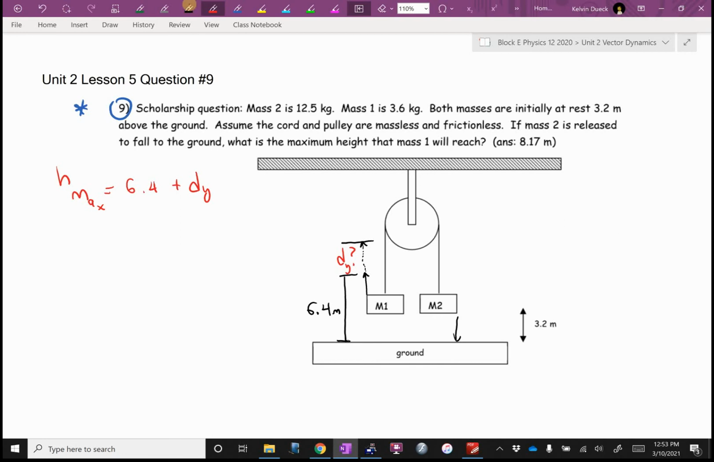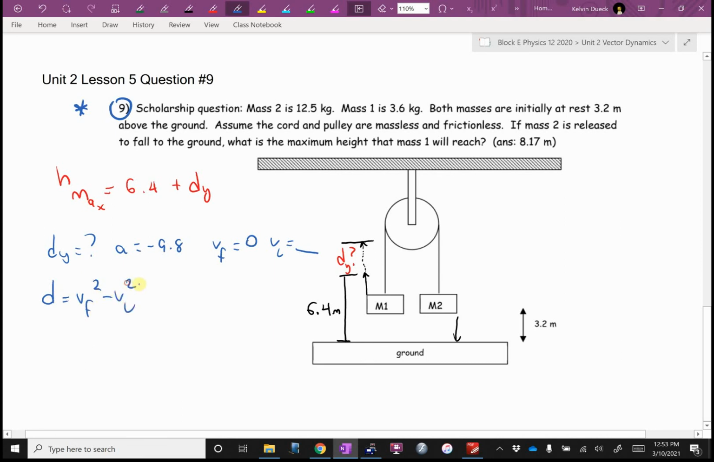Okay, how can we figure out that vertical distance? Well, dy equals question mark. We are in free fall once mass 2 hits the ground. Mass 1 is going to keep going up, but it is going to accelerate down at negative 9.8. Negative because we're going to kinematics now. At the top, it's going to come to a stop. If I can fill in the initial velocity, then I can use d equals vf squared minus vi squared all over 2a.